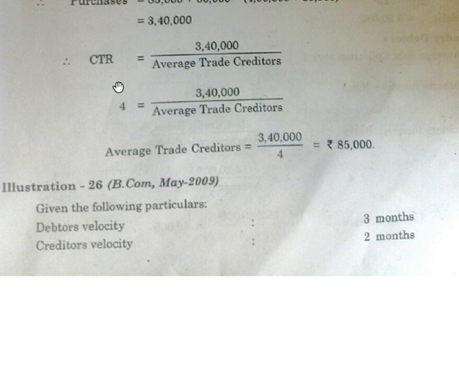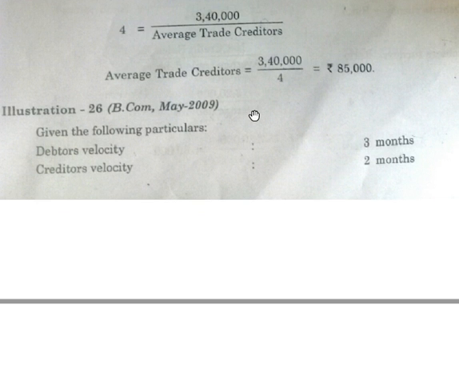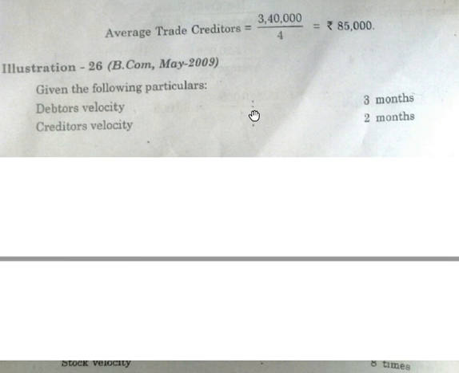So creditors turnover ratio is 3 lakh 40,000 divided by average trade creditors, which we don't know. So 4 is equal to 3 lakh 40,000 divided by average trade creditors. Average trade creditors is equal to 3 lakh 40,000 divided by 4, it is 85,000.